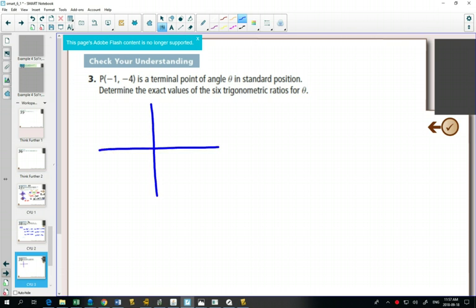I know that at (-1, -4), that point is on the terminal arm of my angle. So my angle theta in standard position would start here and end here in quadrant 3.